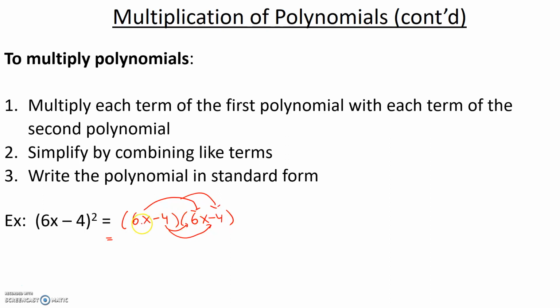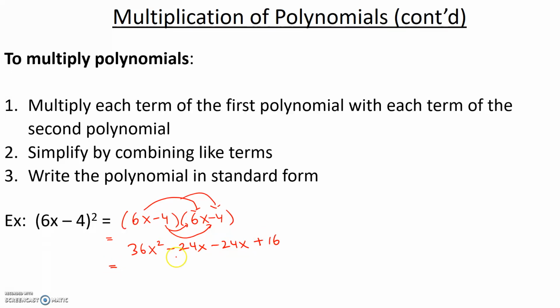6x times 6x, 6 times 6 is 36, x times x is x squared. 6x times negative 4, 6 times negative 4 is negative 24, and we have the x. Negative 4 times 6x, same thing, negative 4 times 6 is negative 24. Once again, we got the x. Negative 4 times negative 4 is positive 16.